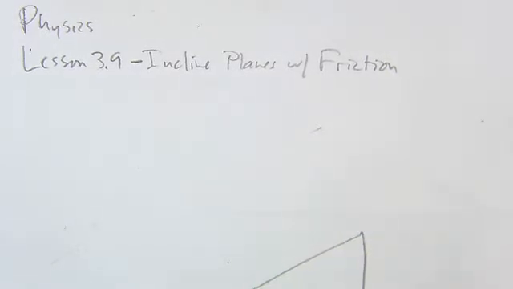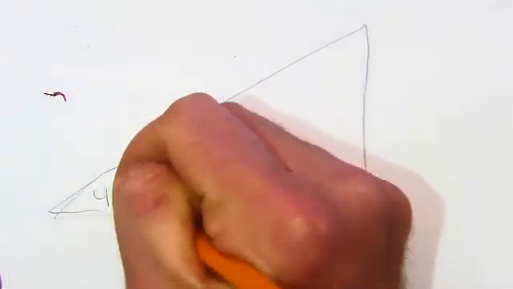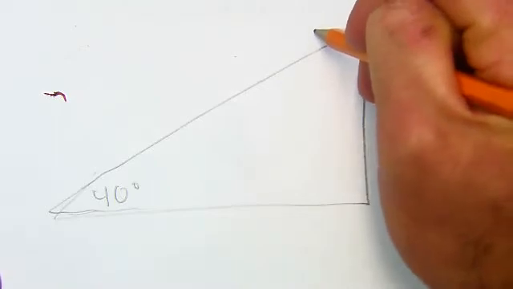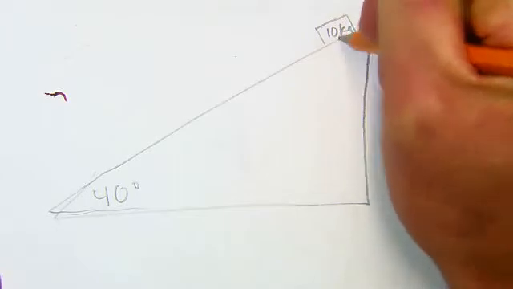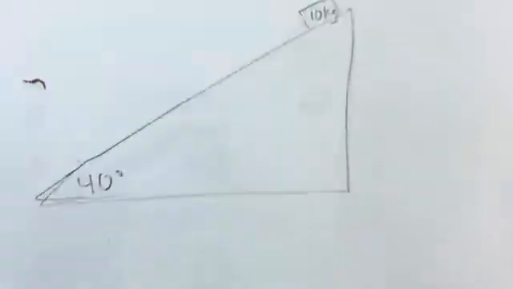All right, so let's say a 40-degree incline. Say we got a mass up here. Just say it's 10 kilograms. And we're going to add friction on.